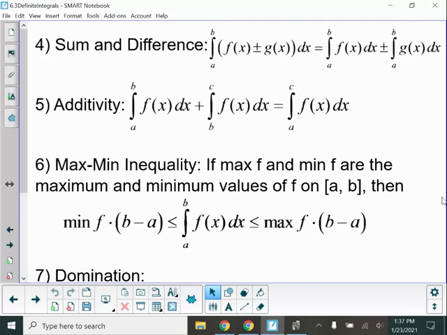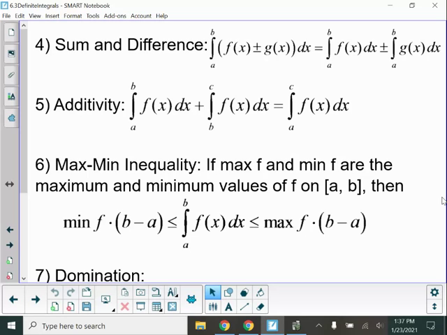Number 4 is the sum and difference rule. So if you have 2 different functions that are being added or subtracted, you can actually pull those apart and integrate them separately and then just add the results together. And this was very similar to a formula that we had for derivatives, how we could find the derivative of each piece in a polynomial instead of having to do them together, and then we could just put them together at the end.